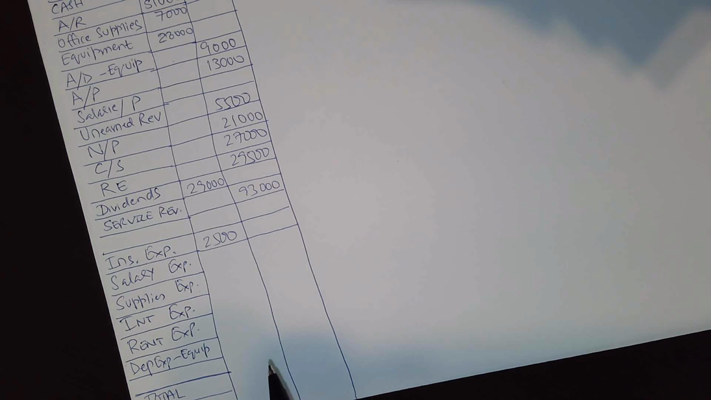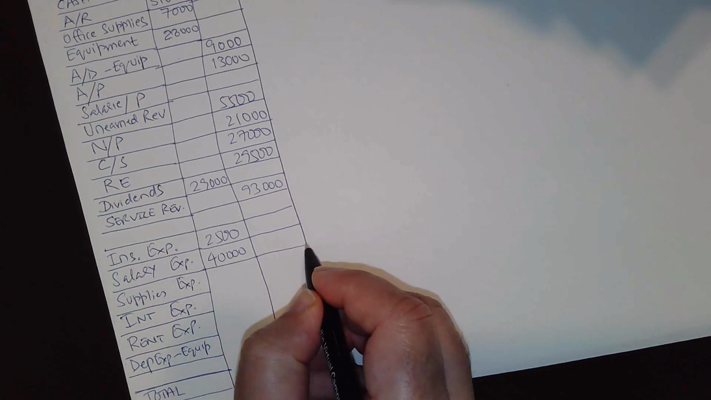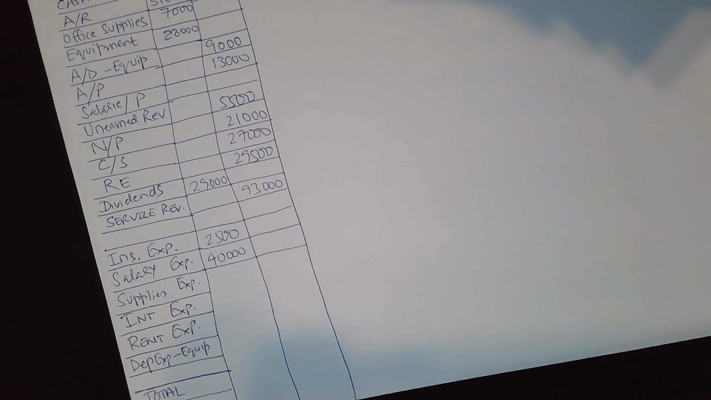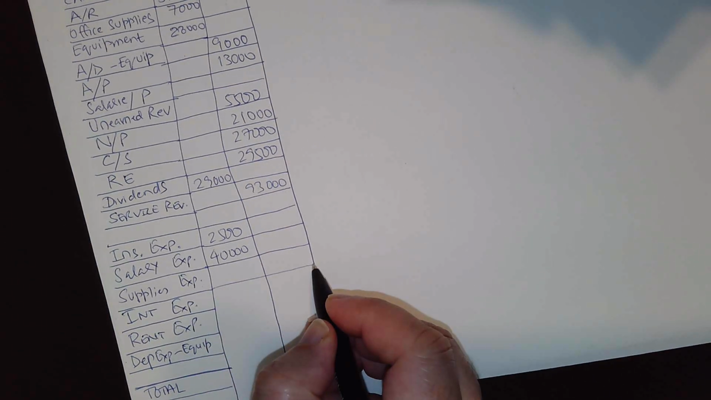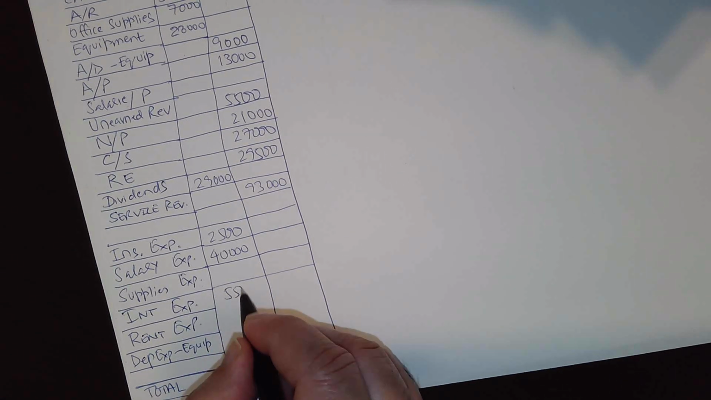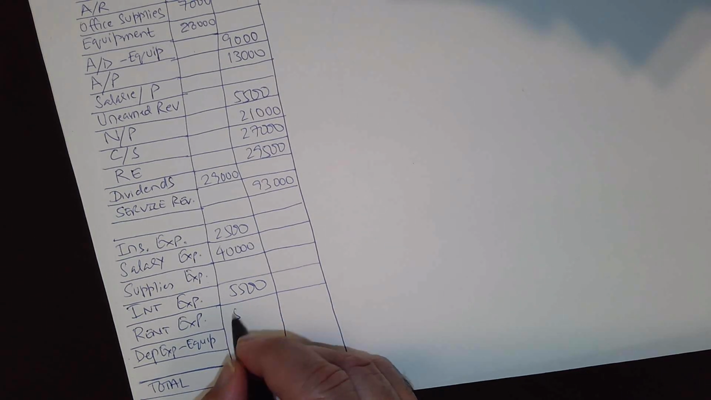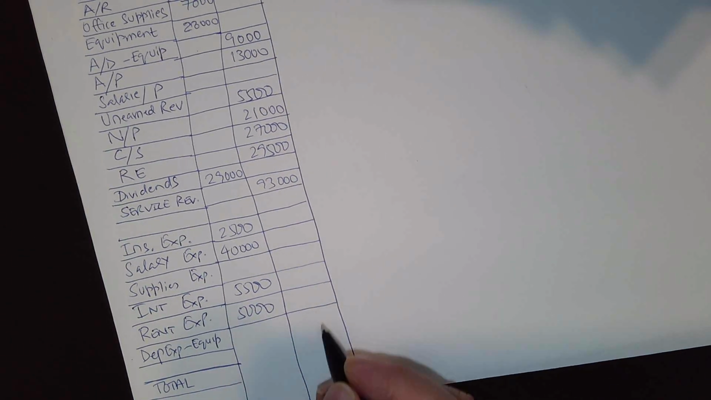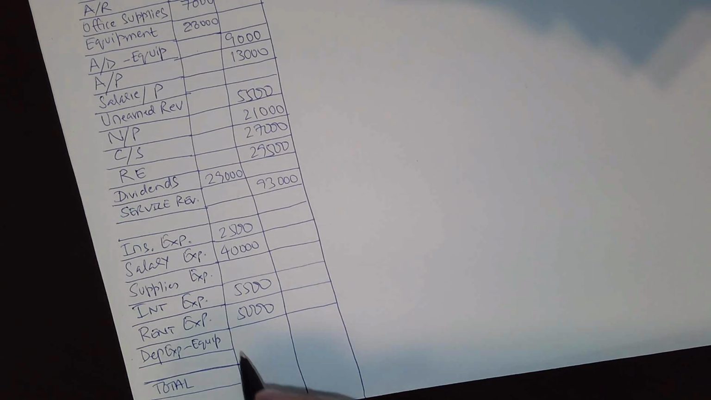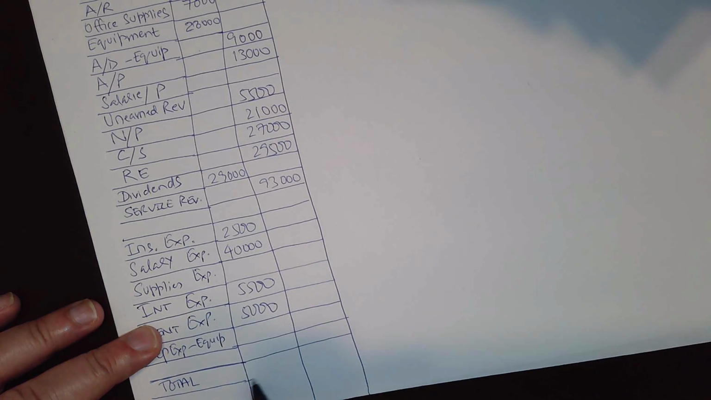And then salaries expense given as $40,000. And then supplies expense is not given to us, so we leave it as it is. And then we have interest expense of $5,500. And then we have rent expense of $5,000. And we have been given no information on depreciation expense, and the total is given to us as $198,000 on both sides.